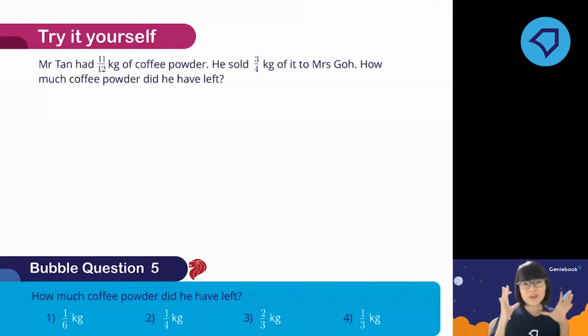Okay, he had 11 over 12 kg of coffee powder. He sold 3/4 of it to Mrs. Go. How much coffee powder did he have left? So we need to do our subtraction.